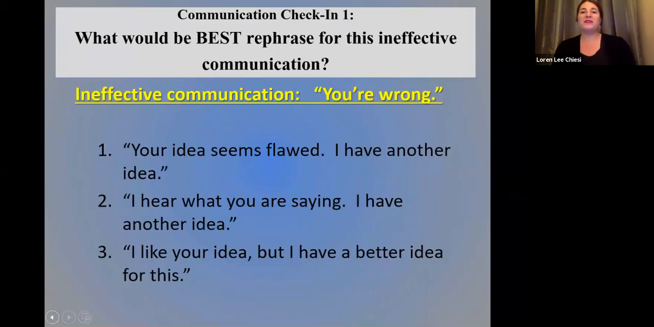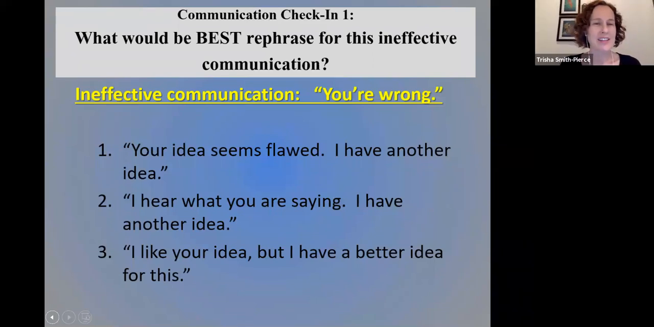So right now we're going to do some communication check-ins. What would be the best rephrase for this ineffective communication? The example I have is, you're wrong. And then I brought up 3 ideas, and I'd like to hear what you think is the best choice. Okay, I just launched the poll for that, so people can chime in and vote.